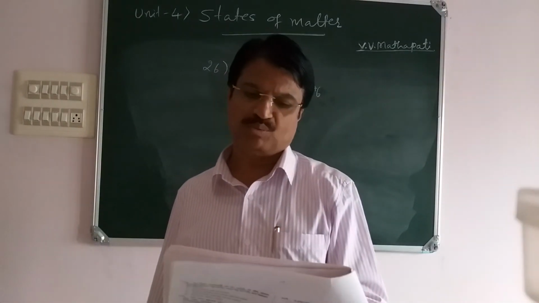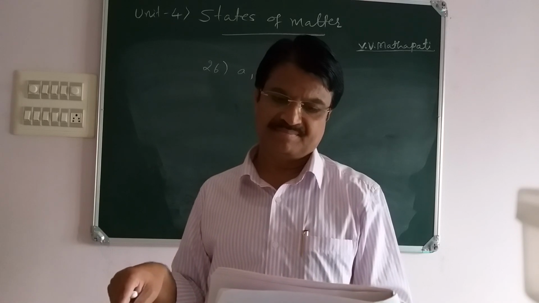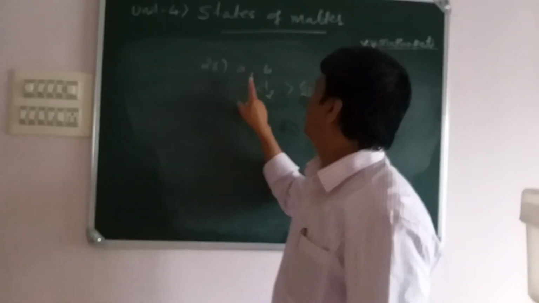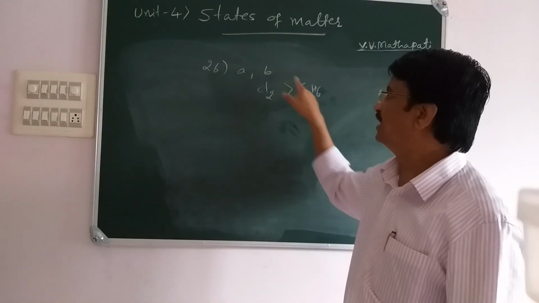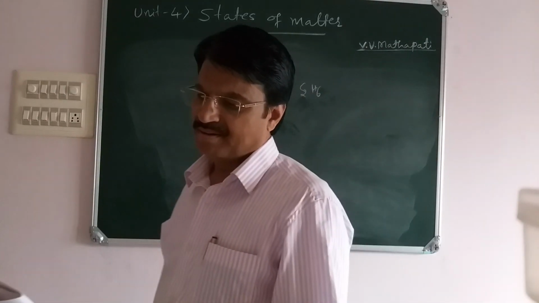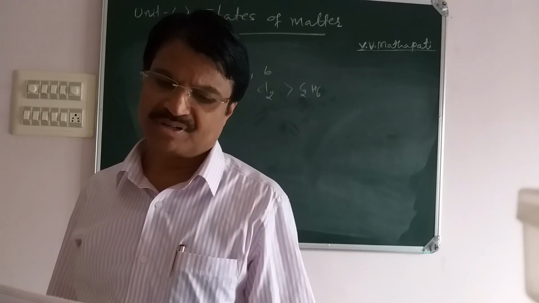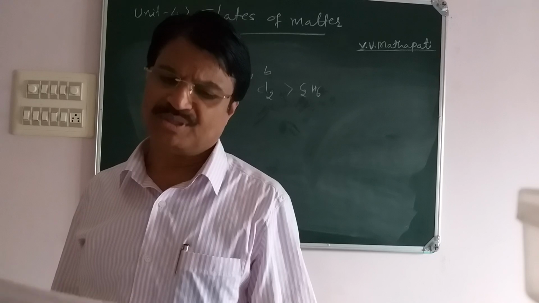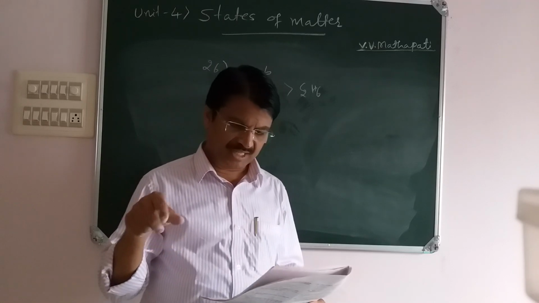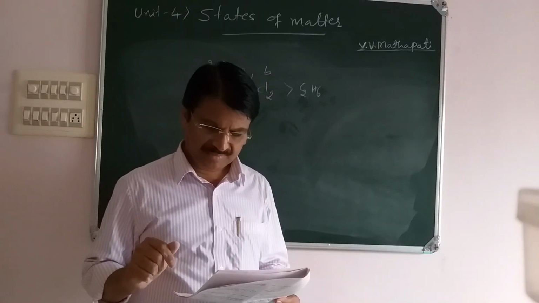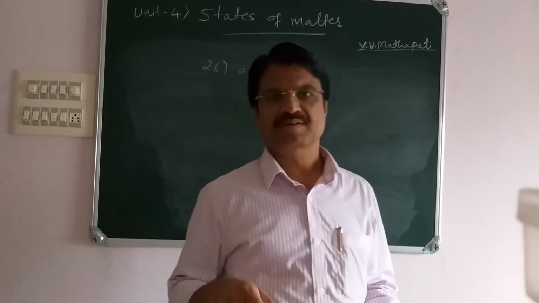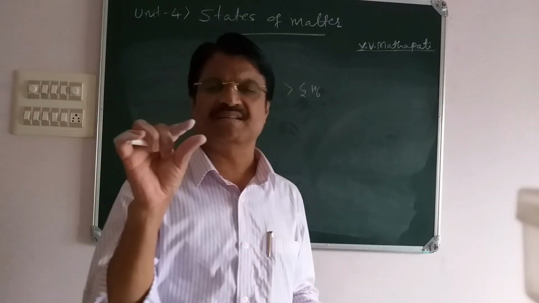a and b for Cl2 greater than a and b for C2H6. That is a wrong statement. Again they are giving the same. a for Cl2 greater than a for C2H6 is true, but b for Cl2 greater than b for C2H6 is a false statement. For C2H6, I just told you b is greater and a is smaller.